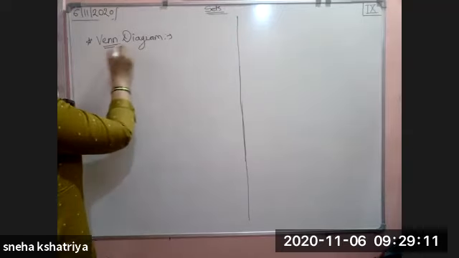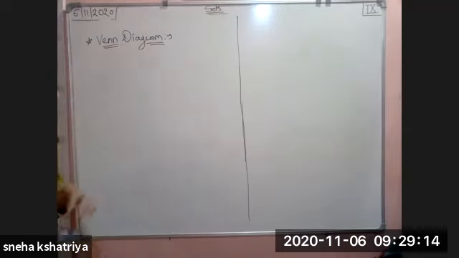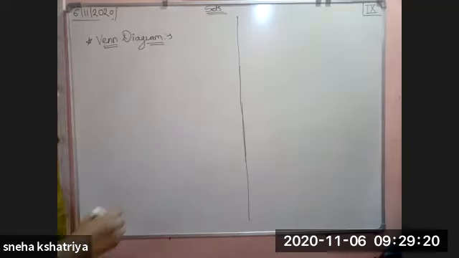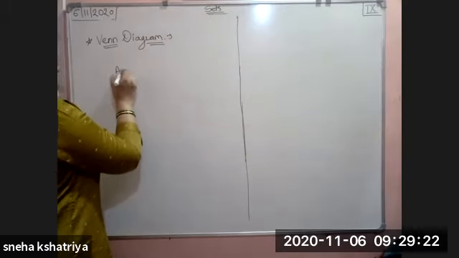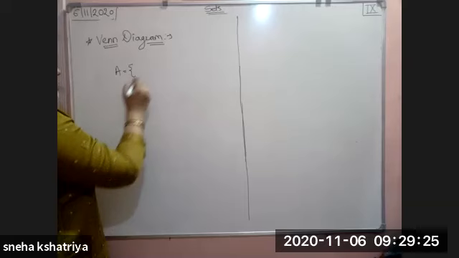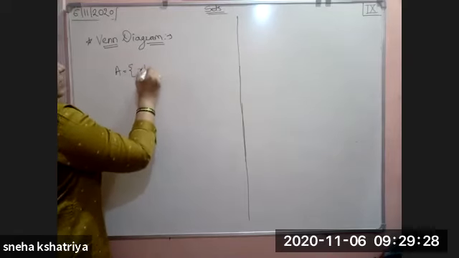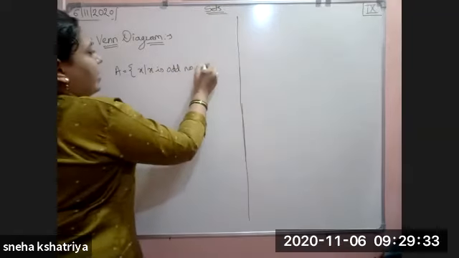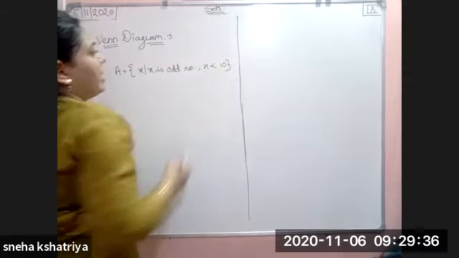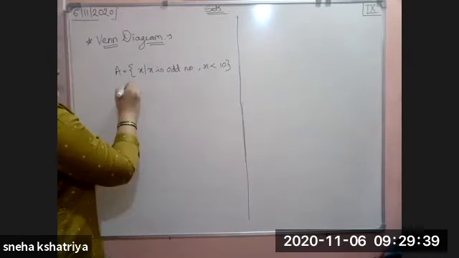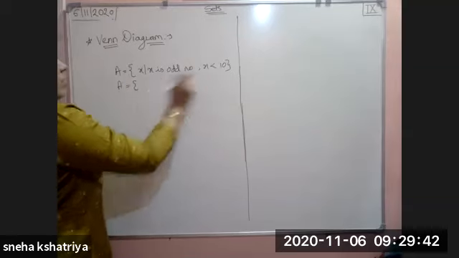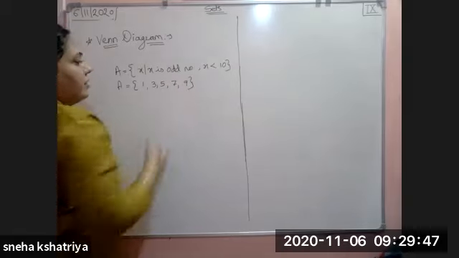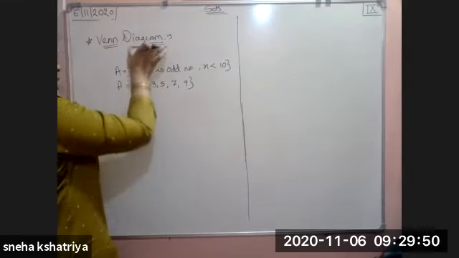So that is why the British logician decided to draw all sets in diagrammatic form. Whatever set we are given, for example, A is the set of odd numbers x such that x is less than 10. Then the elements start from 1, 3, 5, 7 and 9. This we have to represent in diagrammatic form.